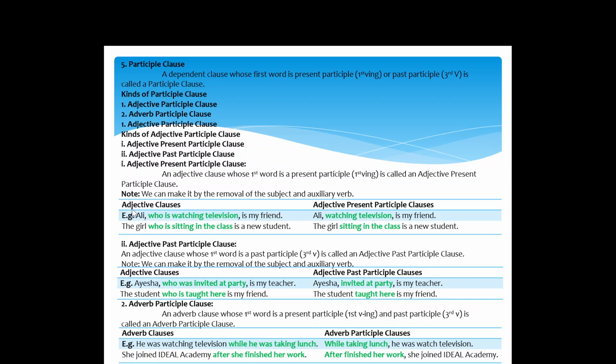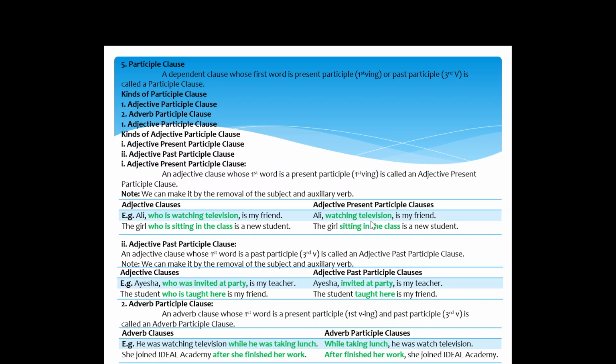How? Now see in the examples. Adjective clauses, adjective present participle clauses. So for example, Ali who is watching television is my friend. Now see, we have changed the same adjective clause into an adjective present participle clause: Ali watching television is my friend.